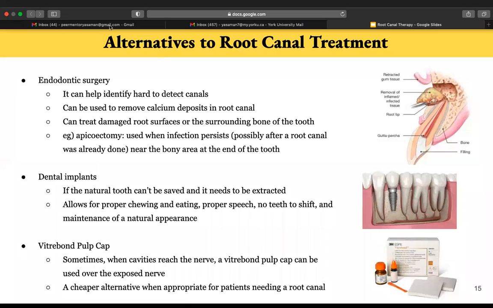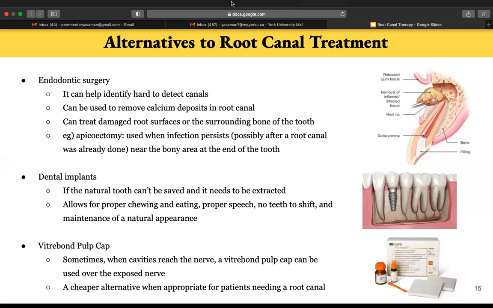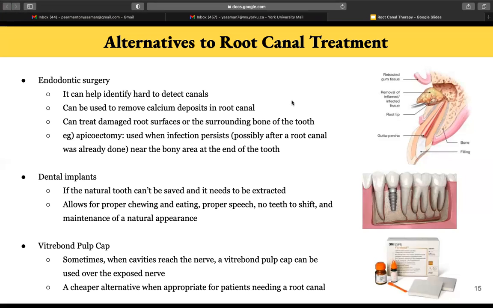Okay, so now, as Yasmin introduced in the beginning, we want to touch a little bit on the alternatives to root canal treatment. Here we're focusing on three main alternatives. First is endodontic surgery. As Yasmin mentioned, one complication of the treatment is missing hard to detect accessory canals. One benefit of endodontic surgery is that it helps identify those hard to detect canals. It can also be used to remove calcium deposits in the root canal and can treat damaged root surfaces or the surrounding bone of the tooth.